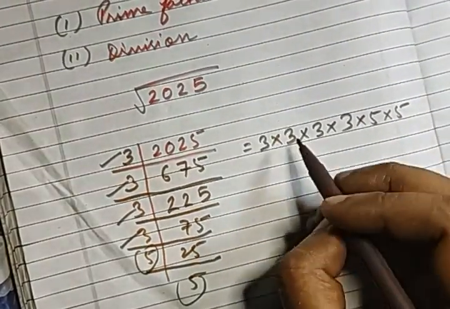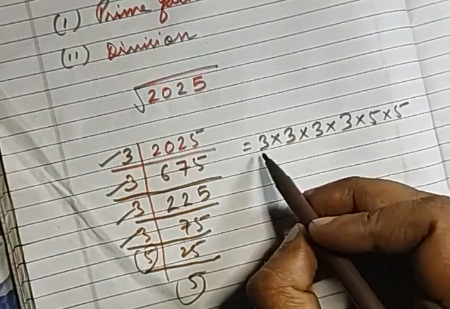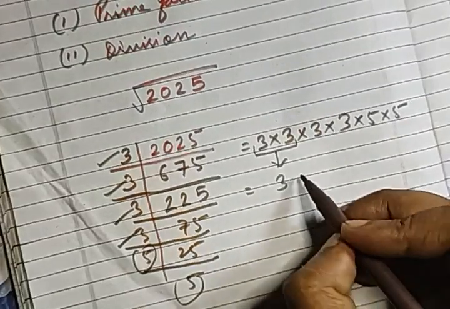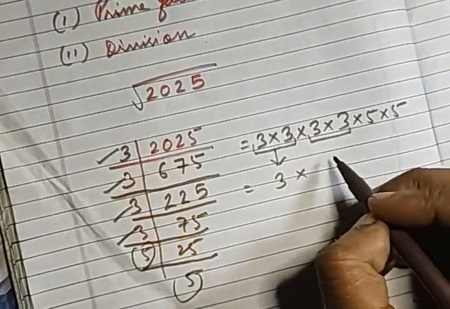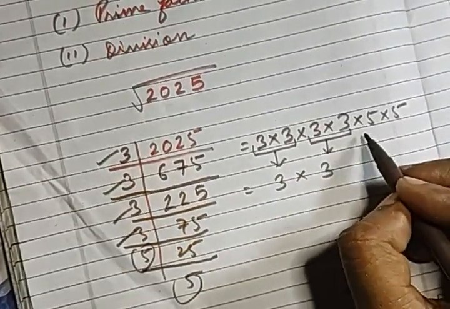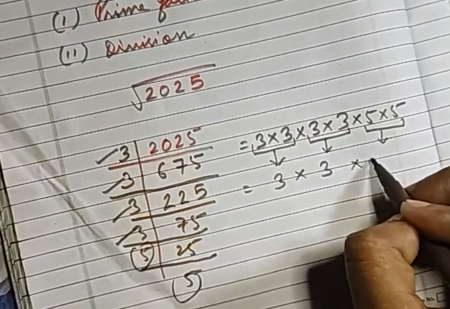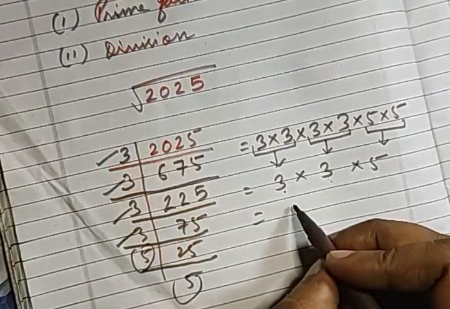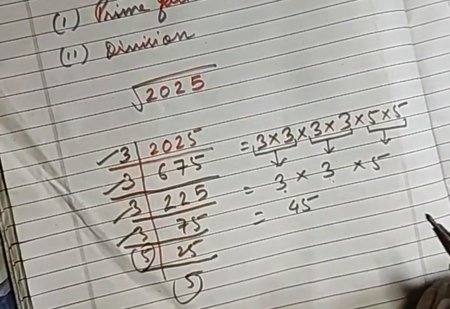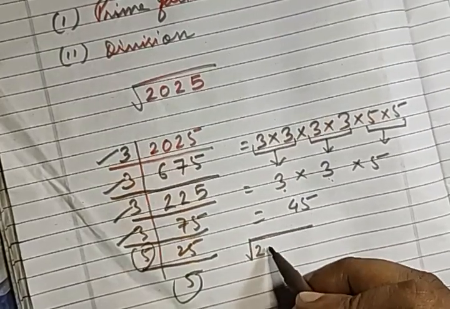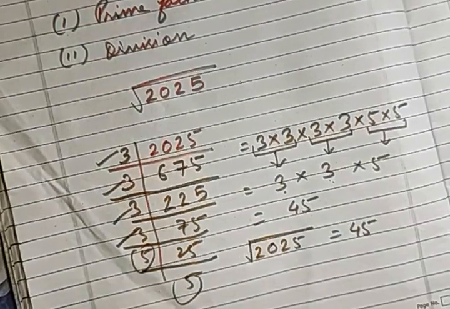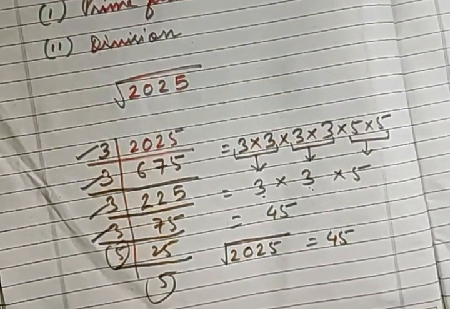Okay, then we will make pairs of the same number. See, one pair is 3 into 3, so write 3 over here, into one more pair 3, and one more pair 5, and we will multiply these three things. 3 3s are 9, 9 5s are 45. That means we can say that the root of 2025 is 45.